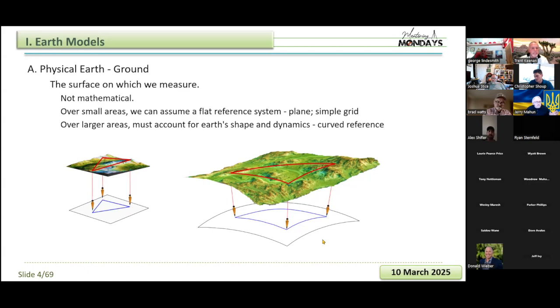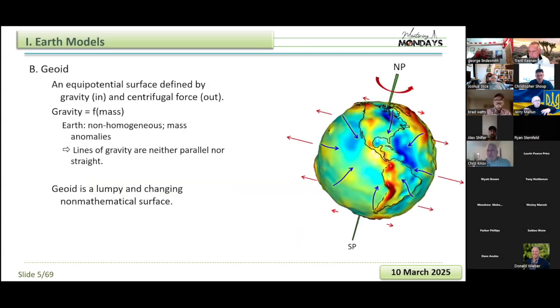So we have to start to model the Earth. And the problem is we measure on a physical Earth, but the physical Earth isn't a mathematical surface. And we want to express positions in a mathematical fashion. So we have to figure out how we can fit a mathematical surface to the Earth. So we have to step through a couple of other things.